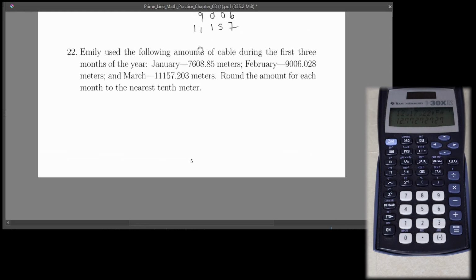Number 22 tells us they have the same amounts, and we want to round to the nearest tenth of a meter. So that is this place. Looks like we're going to bump it up because it's a 5. This place we're going to drop. This place we're going to drop. So our last one, 11157.2, 9006.0, and then our 7608.9, because that one rounds up.